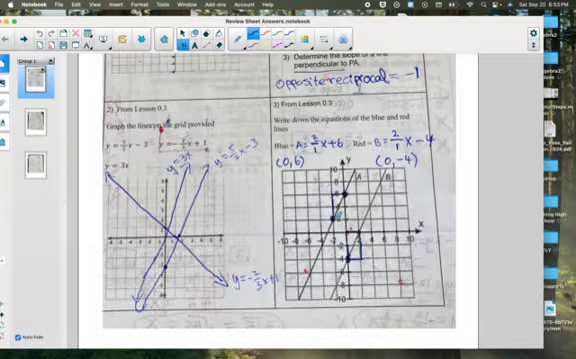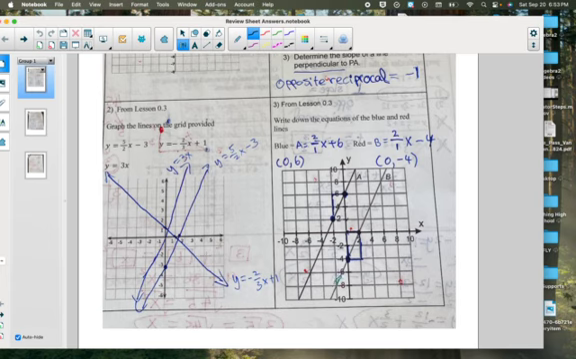And then let's find the y-intercept. The y-intercept of this line is the point that intersects the y-axis. So here, this is the point right here, and the coordinate is (0, 6). So therefore, we're going to write +6 as the y-intercept. That completes our first equation, A.